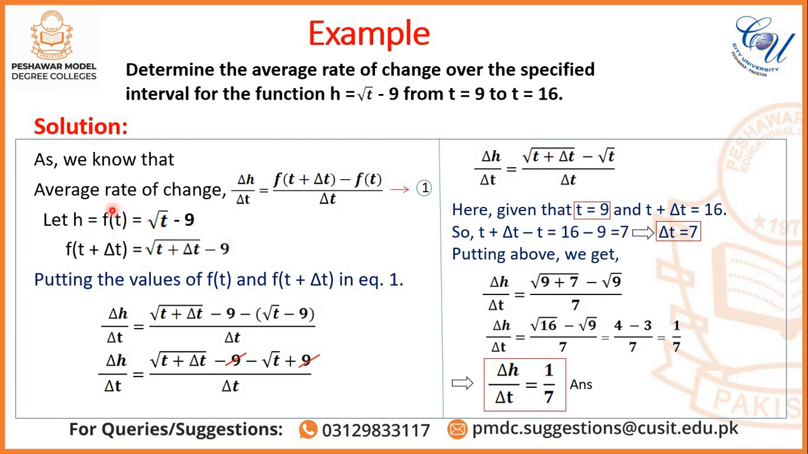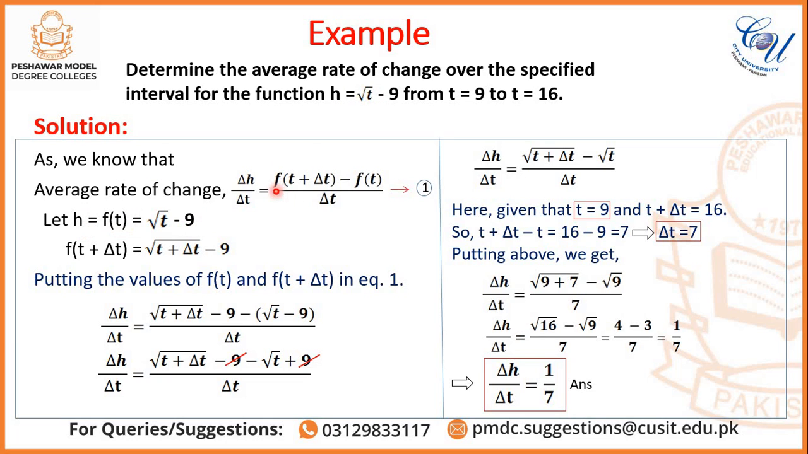It is the same as we have done in the previous examples, where we had a function y and the function was of variable x, so we called that y is equal to f of x. Here h is a function of t, so we call it h is equal to f of t is equal to under root t minus 9.